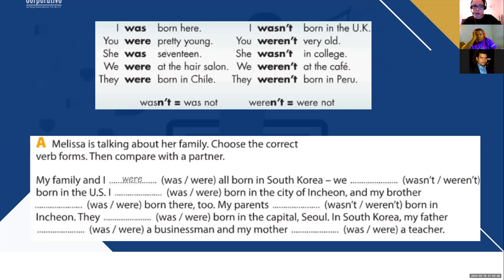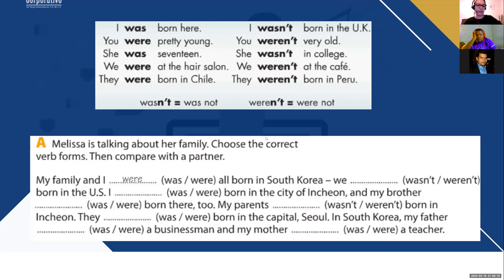La estructura es la misma, tanto en oración afirmativa como negativa. La única diferencia es que después de was o were, vamos a agregar not. Okay, para hacer una oración negativa. Si se fijan acá, dice, we were at the hair salon. Estuvimos en el salón. We weren't at the café. No estuvimos en el café. Okay. So it's pretty simple.